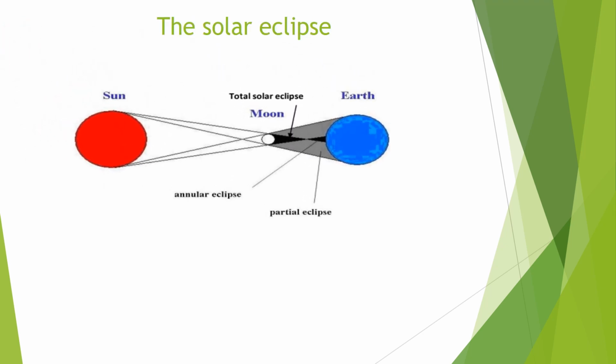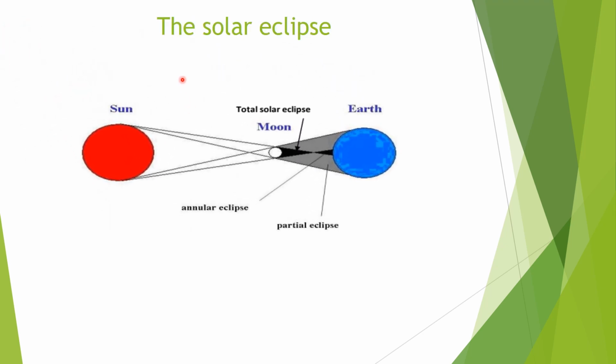Look at this picture and you will know the definition of the solar eclipse. There is the moon between the sun and the earth, the moon in the middle, and it blocks the sunlight and forms a shadow on the earth.